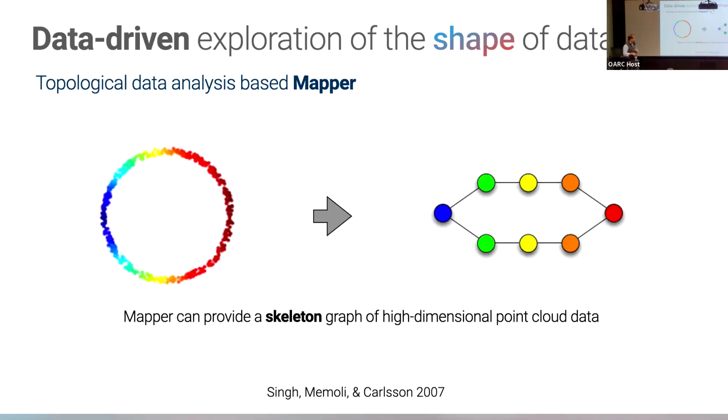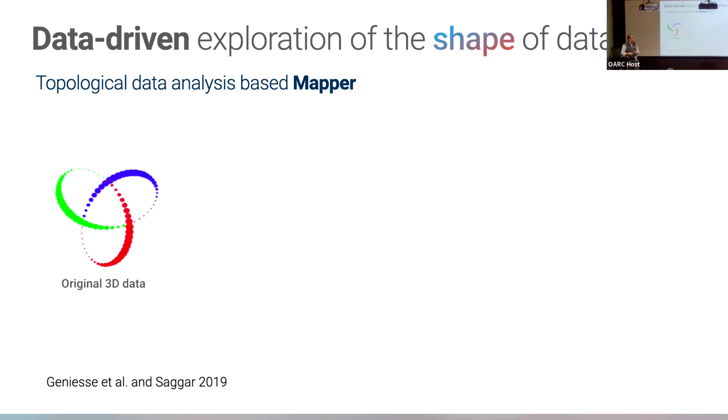This work was originally credited to Gurjeet Singh, Facundo Mémoli, and Gunnar Carlsson at Stanford. Carlsson was also my mentor when I was a postdoc at Stanford. So all credit goes to them for this amazing work. And we're kind of extending it to neuroimaging data. It was one of the first papers by my grad student, Caleb Geniesse, where we showed how mapper can be used for neuroimaging data. So let me just give you another example of how mapper works.